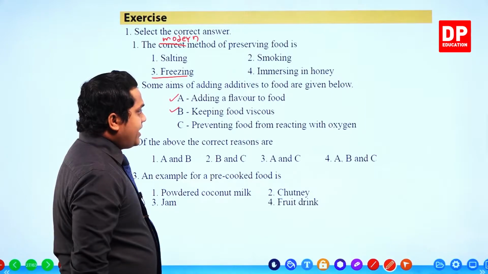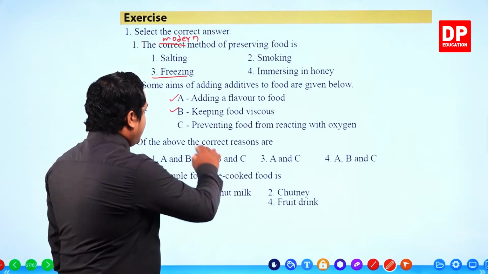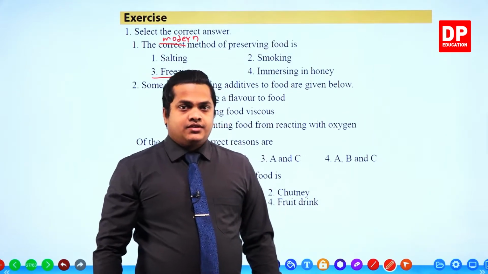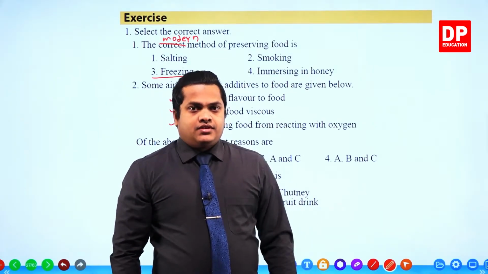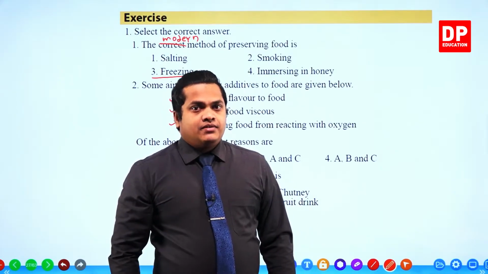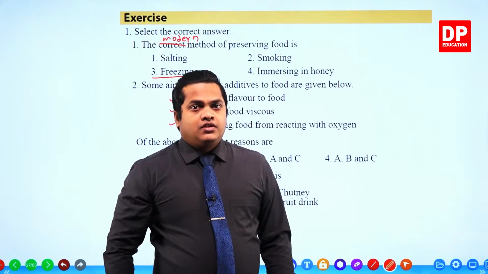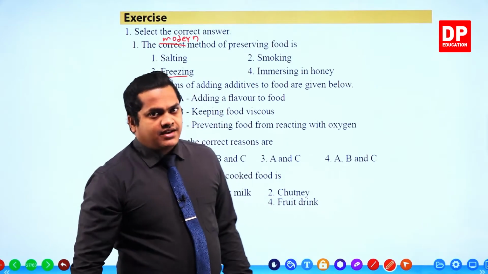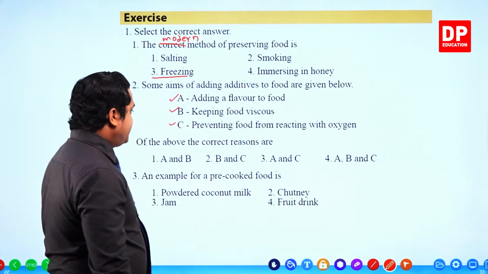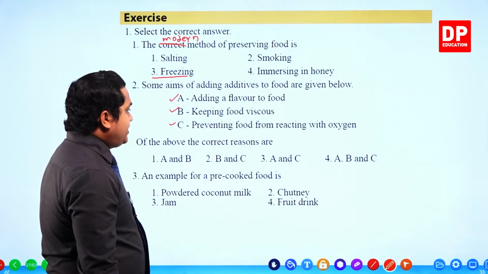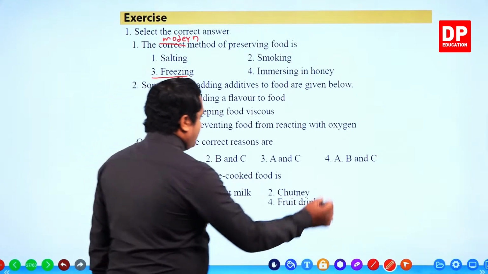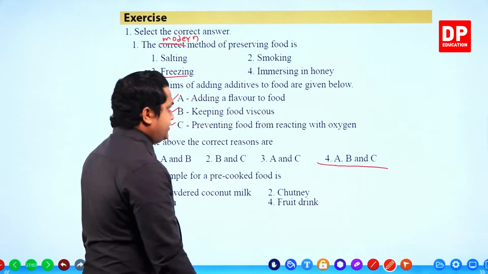Preventing food from reacting with oxygen. That is also correct. That is what we mean by antioxidant, right? That's correct. Okay. Preventing the reaction with oxygen. That's correct. So all of these things are correct. Let's see what is the question being asked. Of the above, correct reasons are... so here, as you can see, all of these things are correct.